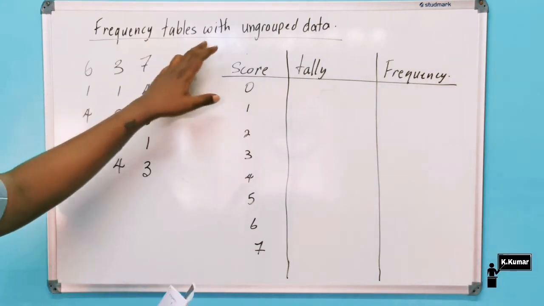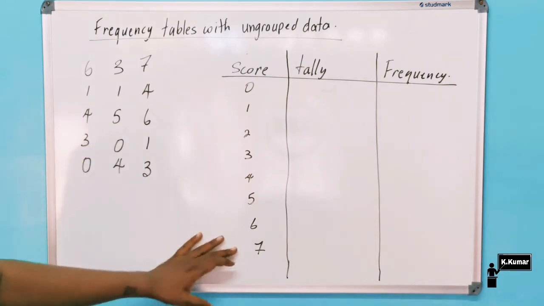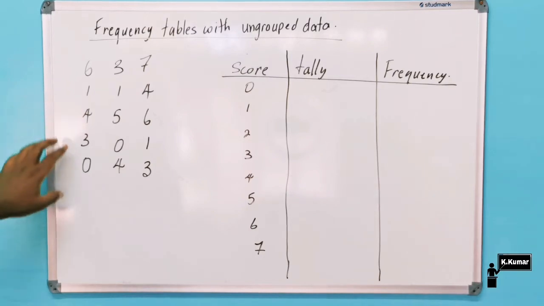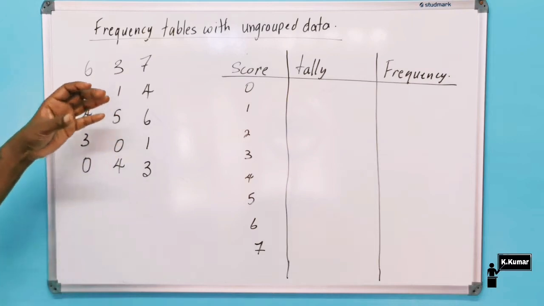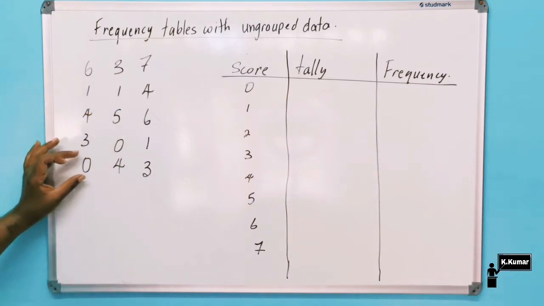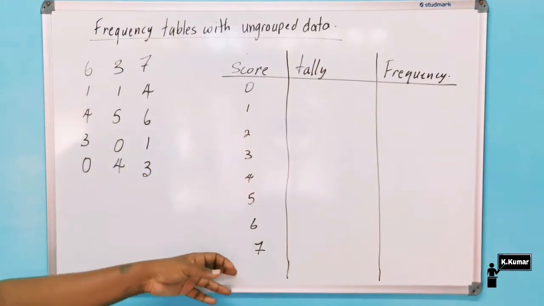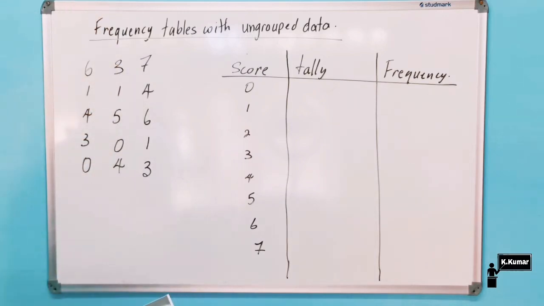And if you notice, this is a frequency table with ungrouped data, right? So how do we get our scores? What you have to do is look at the numbers that you're given, look for the smallest number and the largest number, and then you write your scores from the smallest to the largest. So you go 0 1 2 3 4 5 6 7, right? Those are the numbers we have in these 50 numbers that we're looking at.